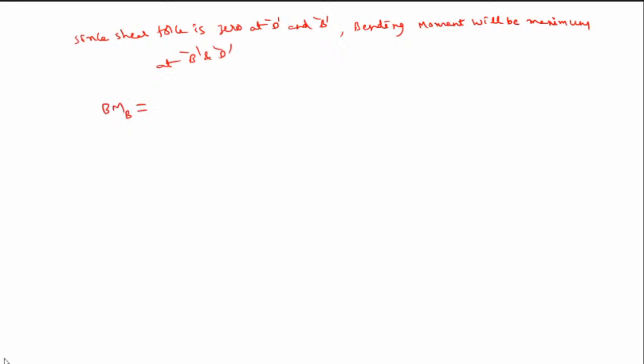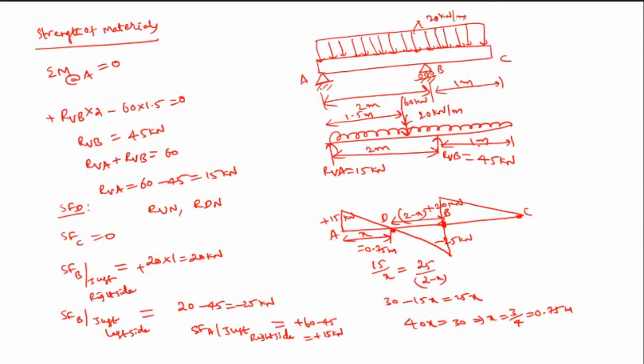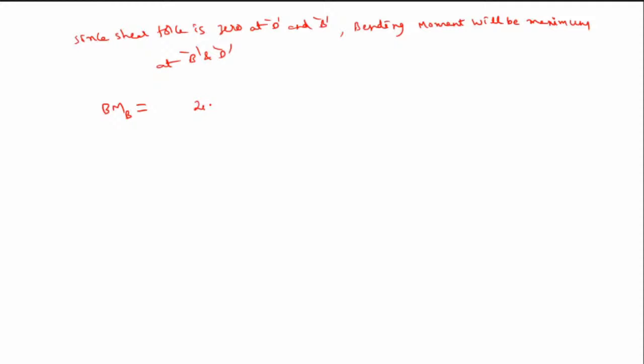So what is the bending moment at B? That is 20 into 1 into 0.5. So 20 into 1 into 0.5, that is 10 kilonewton meters. And similarly the bending moment at D.